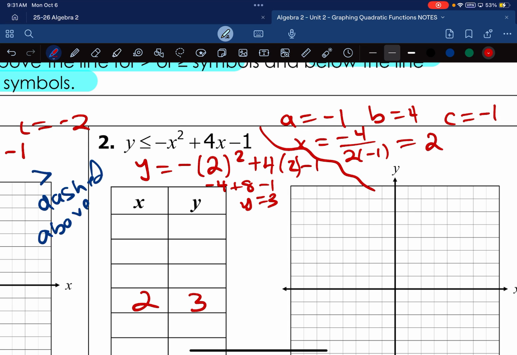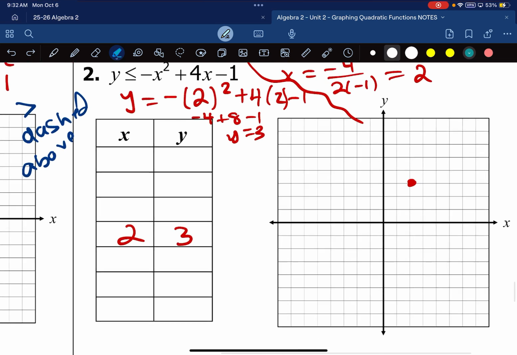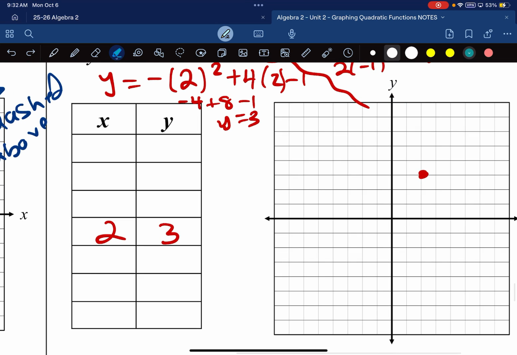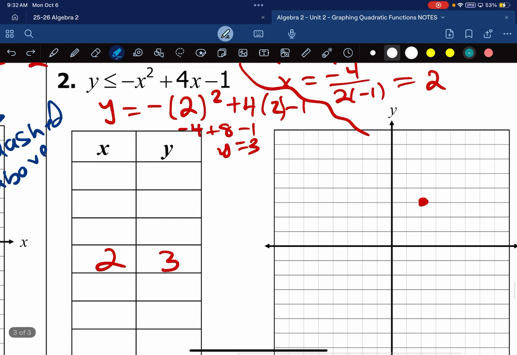Let's plot that. 2 to the right, up 3. Our vertex is going to be there. We know that this should open down because of this negative in front of our X squared. Our A is negative. So when we get our points, that'll let us know, are we calculating it right, if our Y's get smaller than 3. So let's get our points to the left of 2. To the left of 2 would be 1, 0, and -1. To the right of 2 would be 3, 4, and 5.